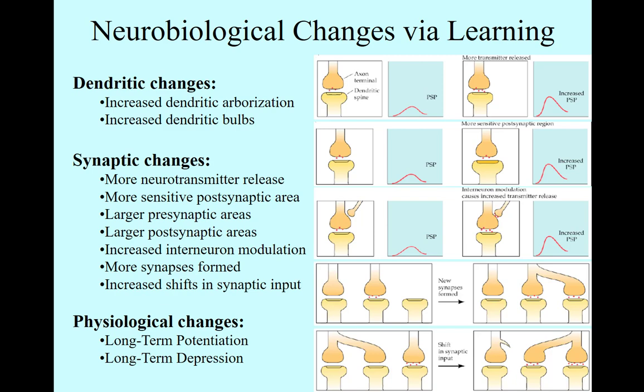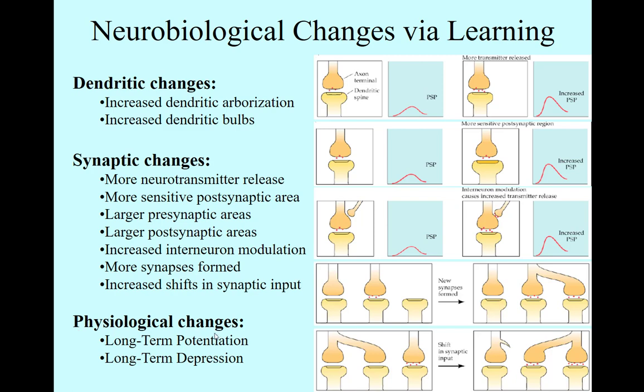Increased interneural modulation. More synapses are formed. Increased shifts. We shift in the firing. So an axon terminal may go here, well, it shifts over here based on the need. So these are all physical changes that occur to the axons and the dendrites based on long-term potentiation.